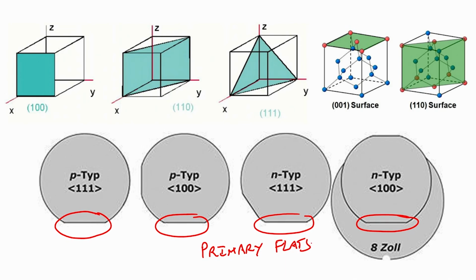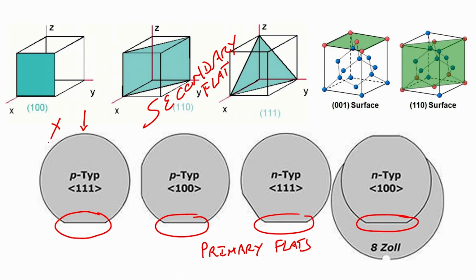All 4 are primary flats. Now, you will see a small secondary flat in some wafers. Is there a secondary flat in this wafer? Secondary flat, what is secondary? Can you see in this wafer a secondary flat?